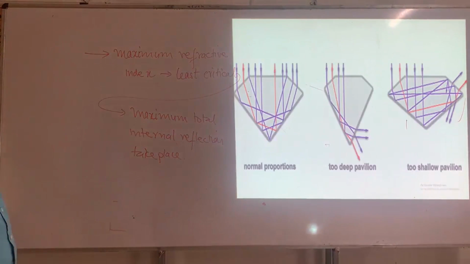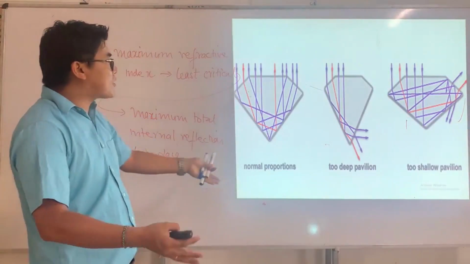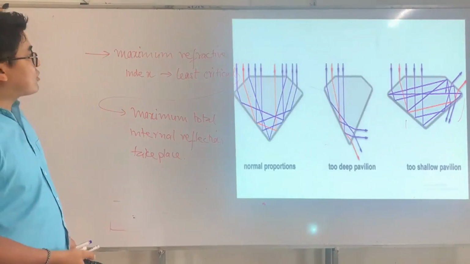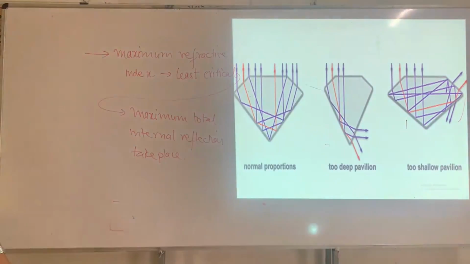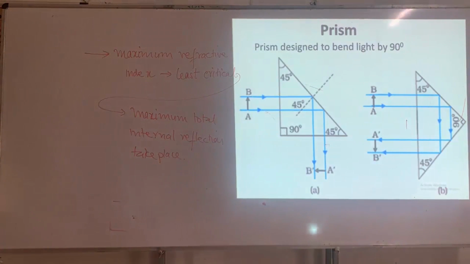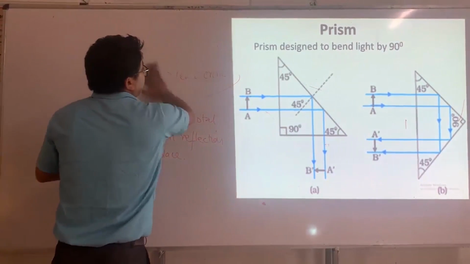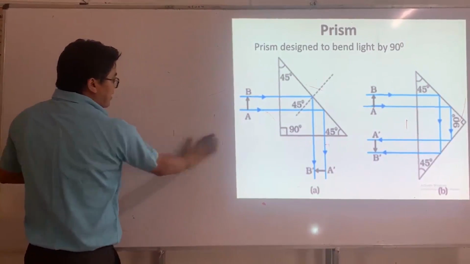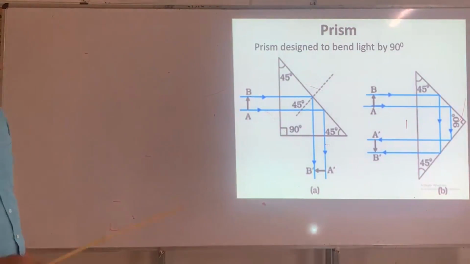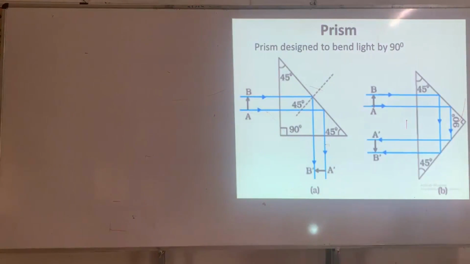So another diagram I have here. This is an incident ray, this is reflection. So you put different designs. This is all about diamond. Now the next I would like to discuss is the prism. Next I'm going to give an example of a prism. This is a special prism. This is what we call a right triangular prism.